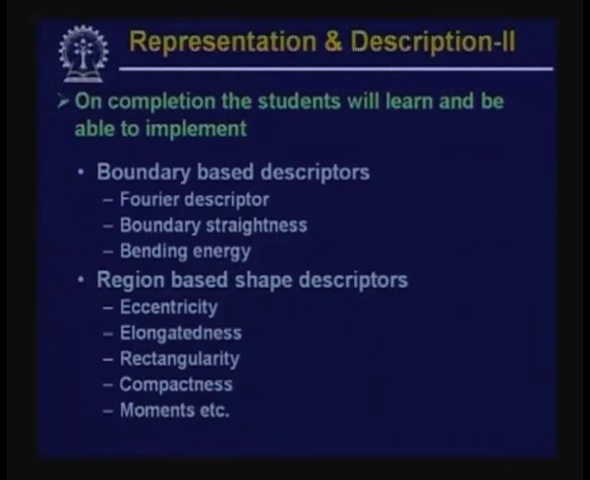Now, similar shape information of the object region can also be obtained from the region, not only from the boundary. From the entire region, we can also capture the shape information of that particular region. So, we will talk about some of the region based shape descriptors like eccentricity, elongatedness, rectangularity, compactness, moments, and some other descriptors, which are shape descriptors that can be extracted from the entire region, not only from the boundary.